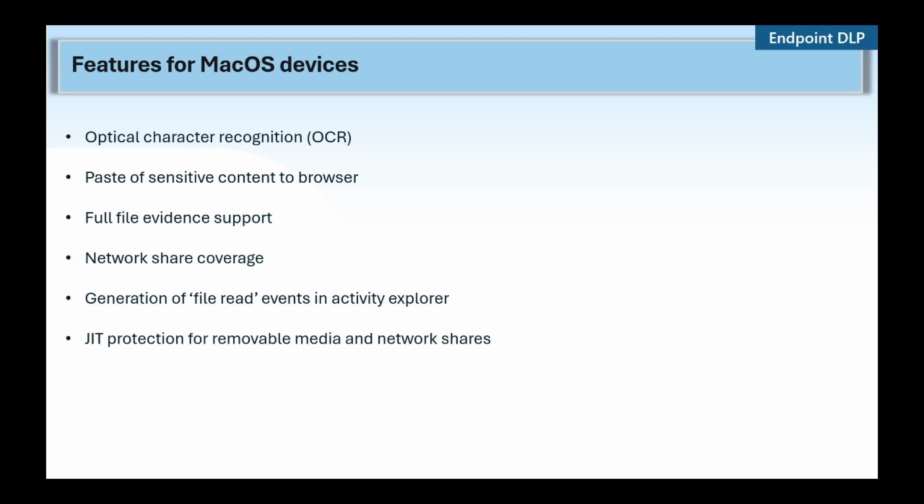And lastly, to point out is that we have the just-in-time or JIT protection for egress to removable media and network shares. These scenarios are also extended to macOS now, and this feature is already generally available.